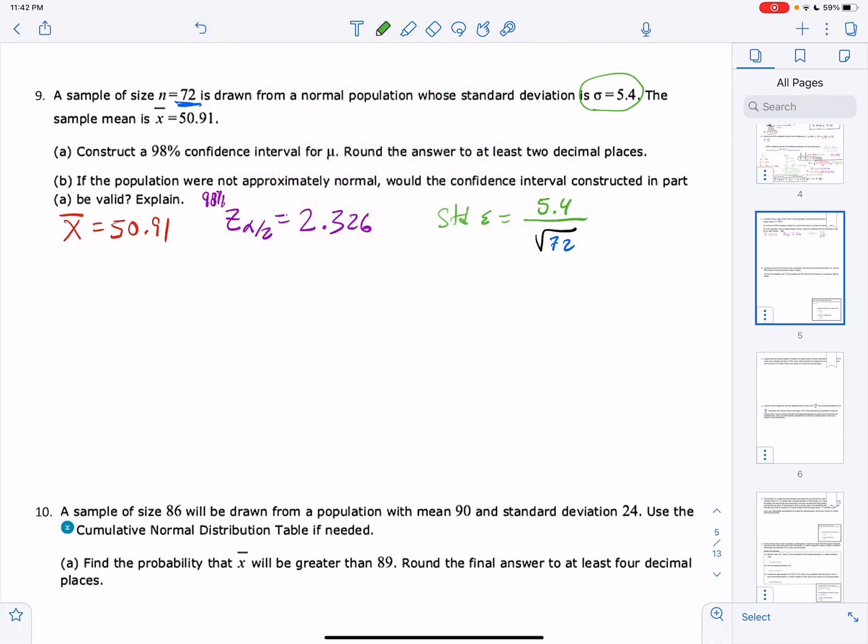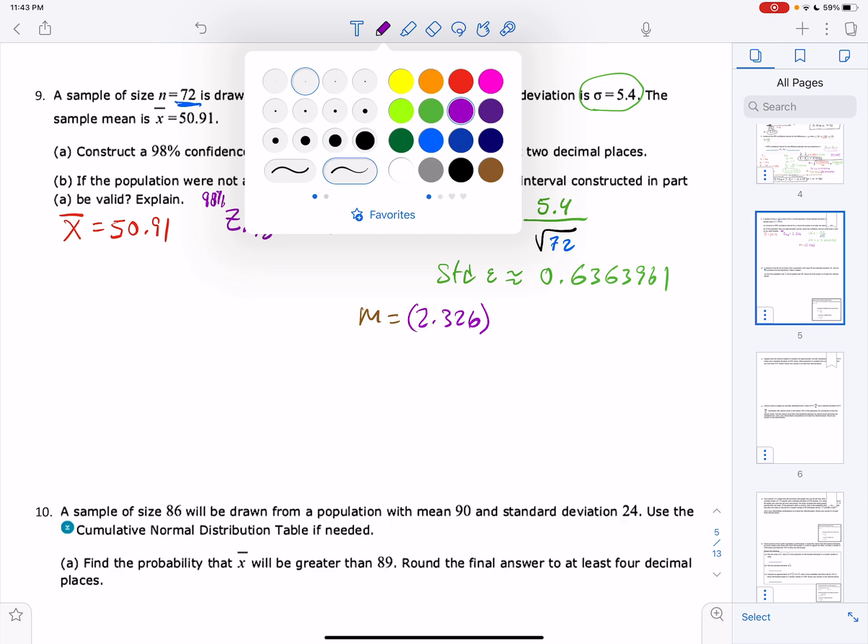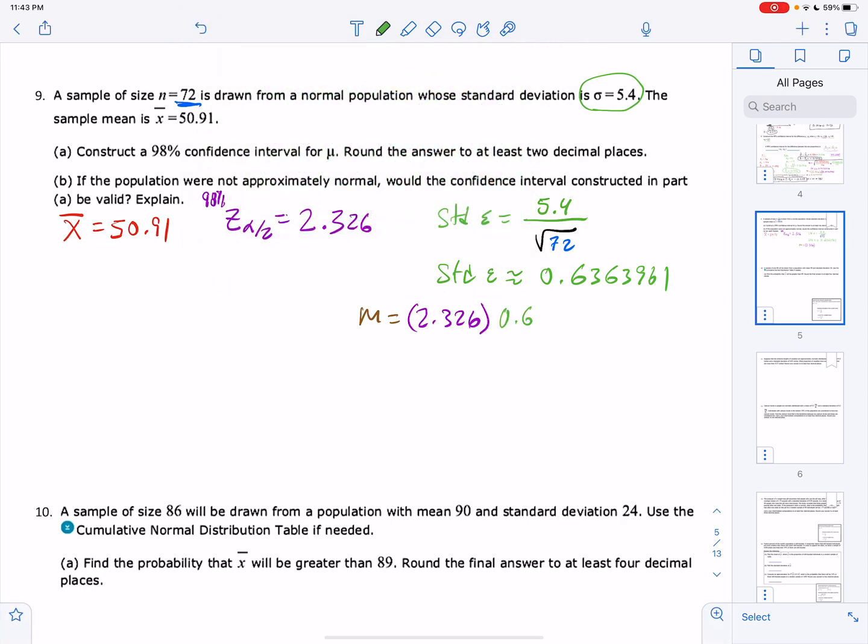Okay, put it in the calculator, and what do you get? Standard error is approximately 0.6363961. Multiply the critical value and the standard error. So this is going to give us the margin of error. Multiply the critical value, which was in purple, 2.326, times the standard error, which is right here at 0.6363961. I'm going to get a margin of error of approximately 1.48027. That's more value than you need, but that's okay.